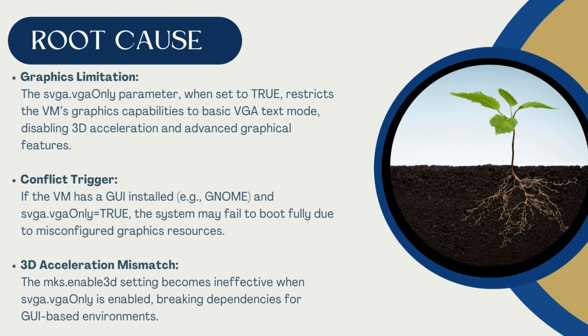Here are the root causes. One issue may be that there is a graphics limitation. The svga.vgaOnly parameter, when set to true, restricts the VM's graphics capabilities to basic VGA text mode, disabling 3D acceleration and advanced graphical features. There may even be a conflict trigger. If the VM has a GUI installed, for example GNOME, and svga.vgaOnly equals true, the system may fail to boot fully, due to misconfigured graphics resources.